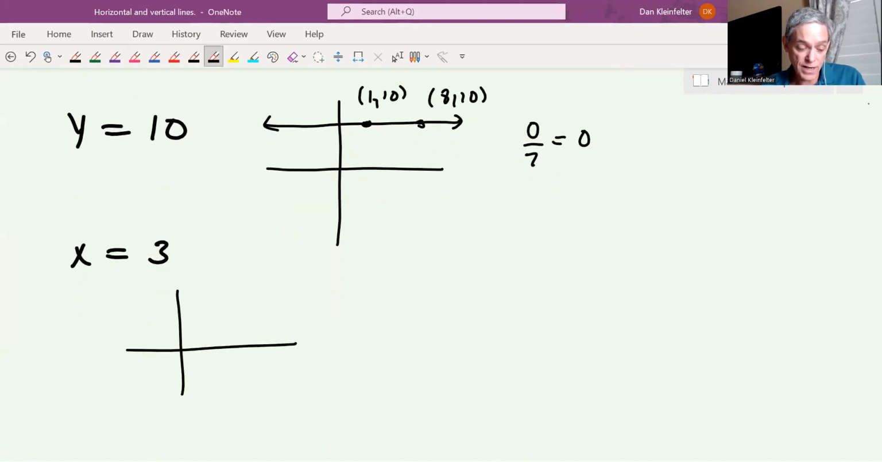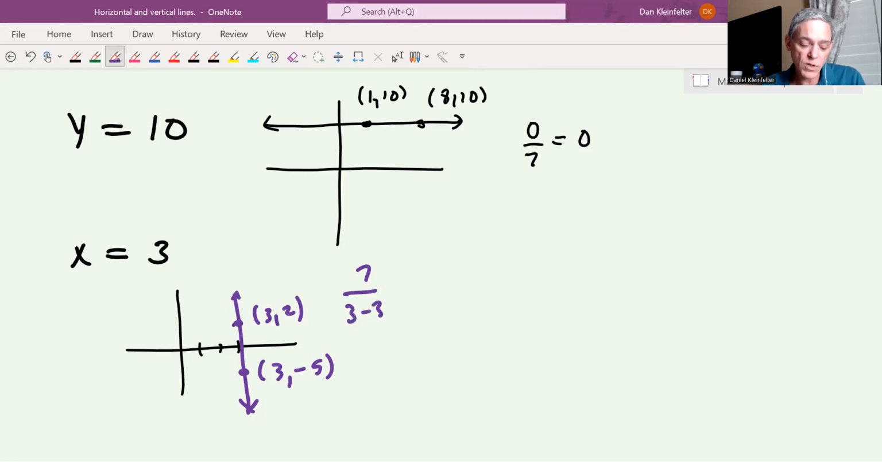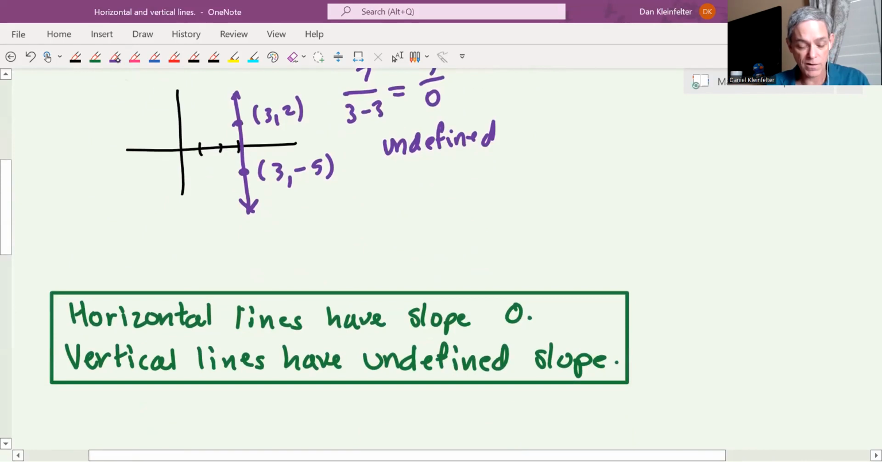For x equals 3, a line that is vertical with equation x equals 3, that might have the points, say, 3, 2, and 3, negative 5 on it, let's just say. So then the rise from negative 5 to 2 would be 7. And then the horizontal change is 3 minus 3, or 0. It doesn't change at all horizontally. 7 divided by 0 is undefined. Vertical lines have undefined slope. Horizontal lines have 0 slope.